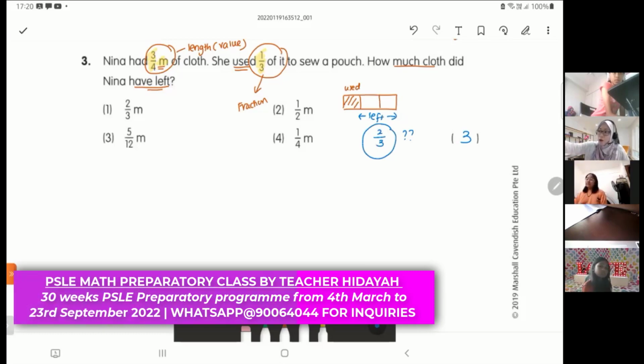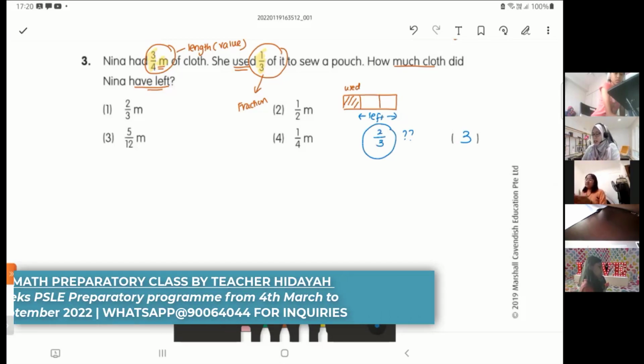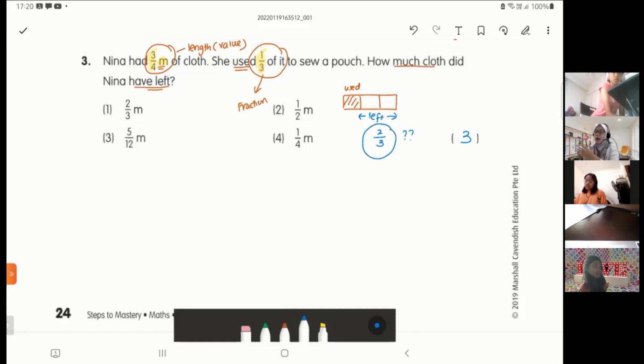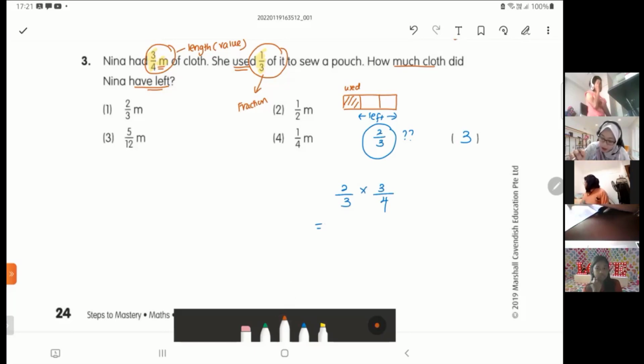Okay, so for those of you who know how to do this, you will just take whatever I have left times the value, right? Straight away, you take 2/3 is left times the length of the cloth, this way. If you forget how to do multiplication of fractions, listen up, okay?